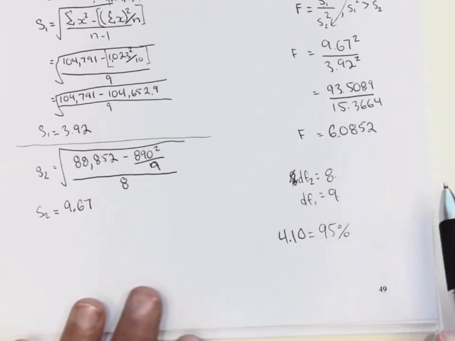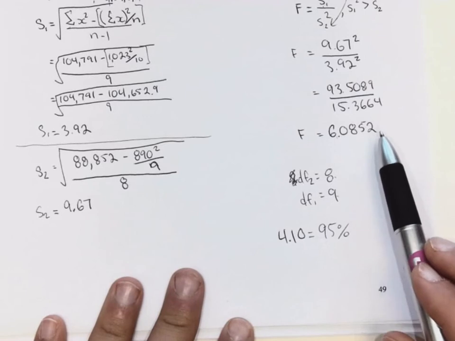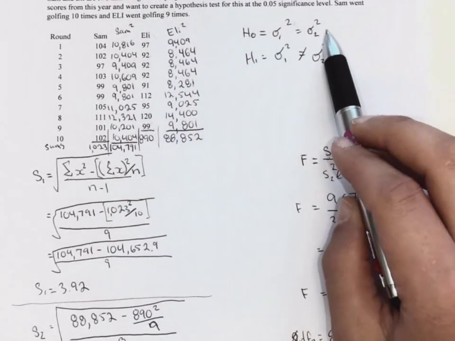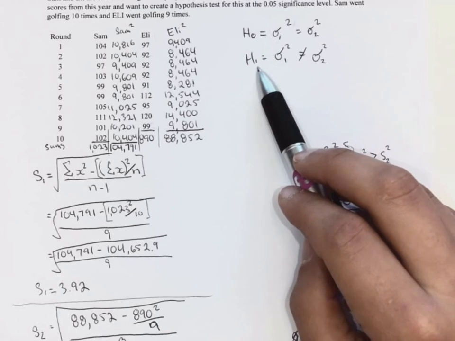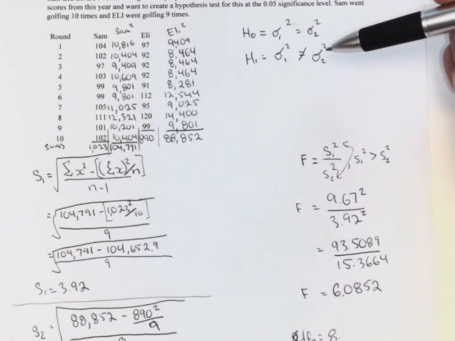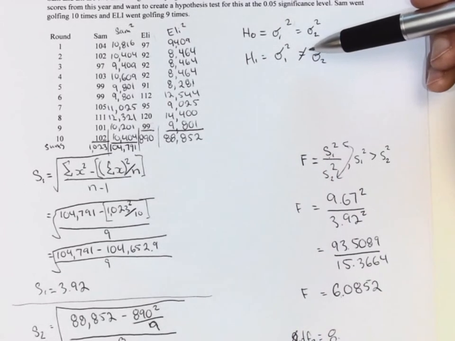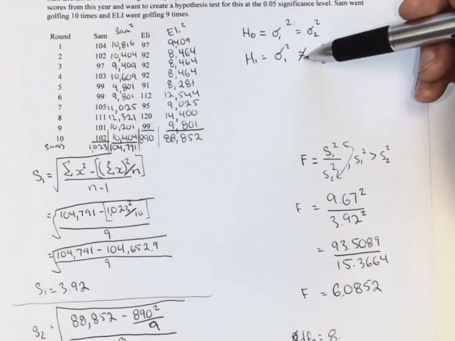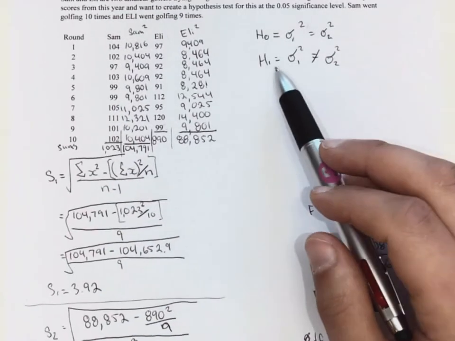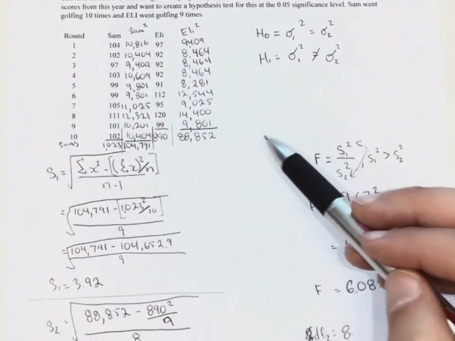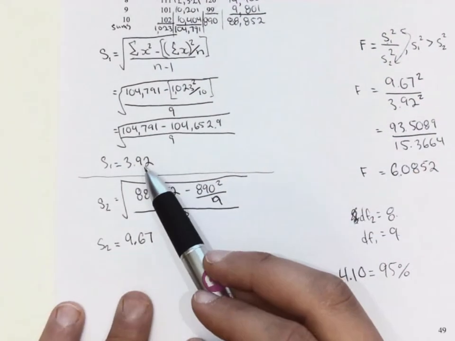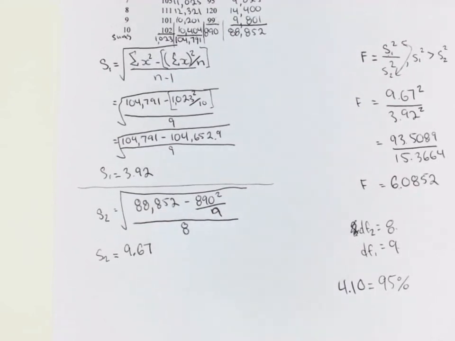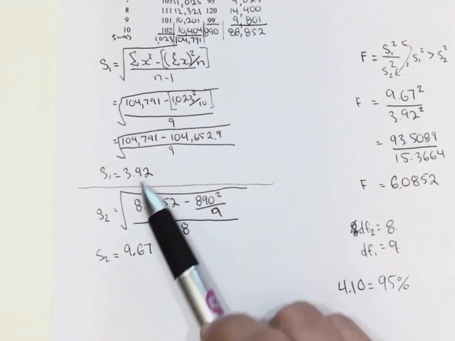So we do have very clear statistical evidence that we can reject this hypothesis and that the alternative is true. So we know that the two golfers are not the same consistency, and that this sample was not chance, and that Sam is a more consistent golfer. He's got the smaller variance and smaller standard deviation.